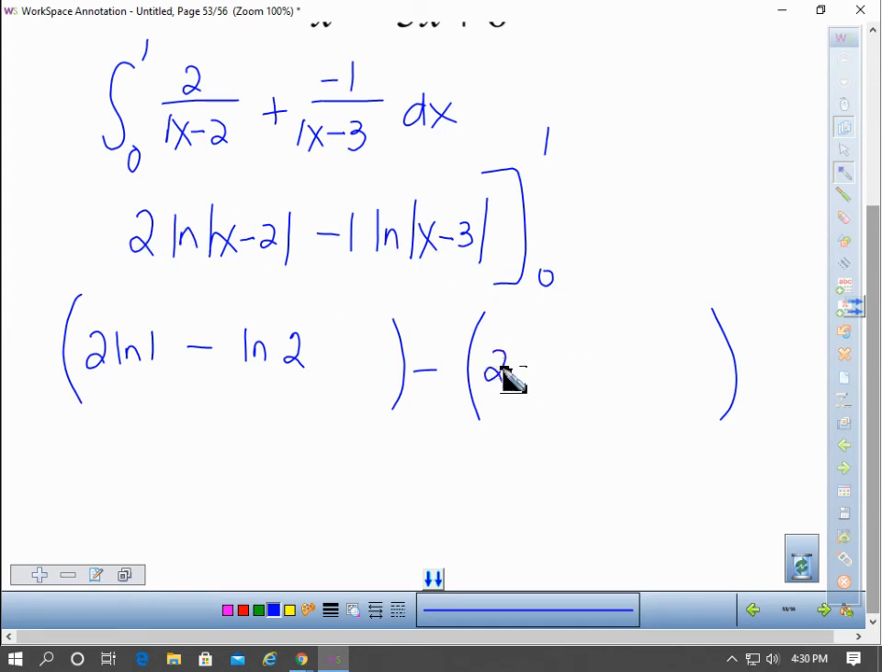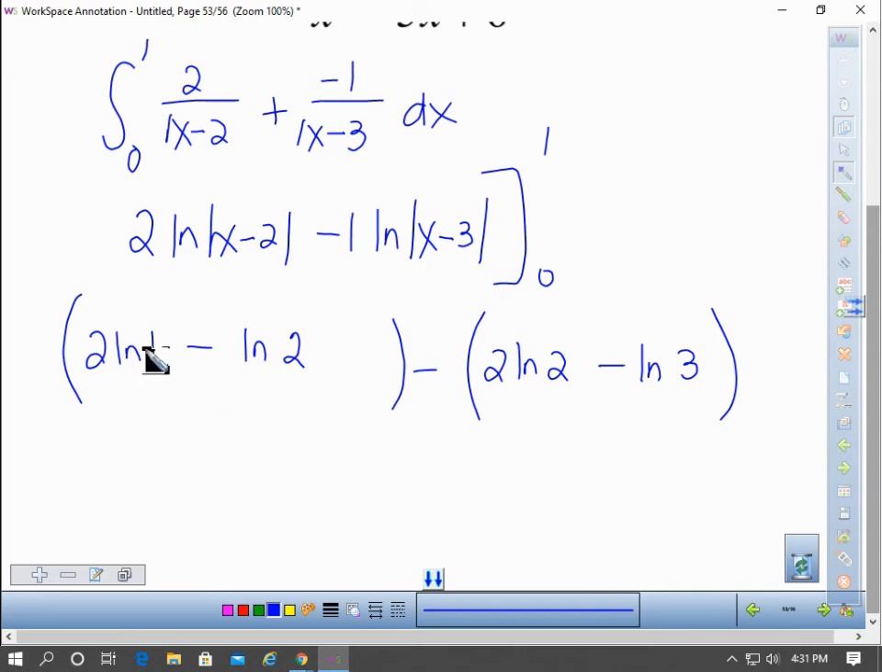So this will be 2 natural log. Put a 0 in here, it will be -2. Absolute value is 2. Minus the natural log of, put a 0 in here, is -3. The absolute value of -3 is 3. So then this is going to be our final answer here.